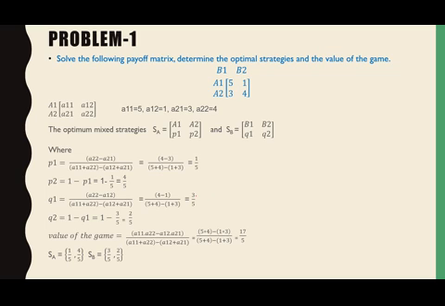So 4 minus 1 is 3. This denominator is the same in both the cases, so I get a 5. So it is 3 by 5. So Q1 is 3 by 5.